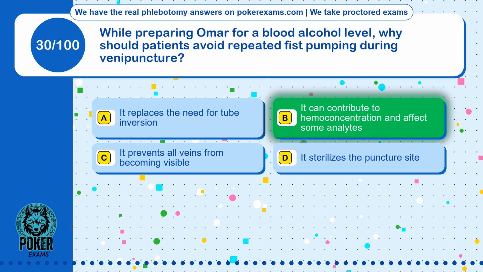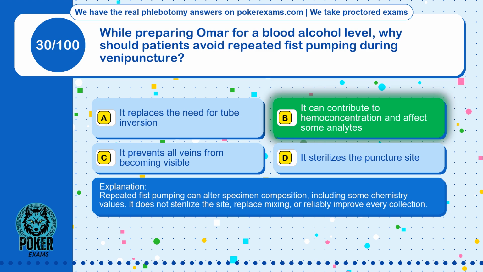The correct answer is option B. It can contribute to hemoconcentration and affects some analytes. Repeated fist pumping can alter specimen composition, including some chemistry values. It does not sterilize the site, replace mixing, or reliably improve every collection.